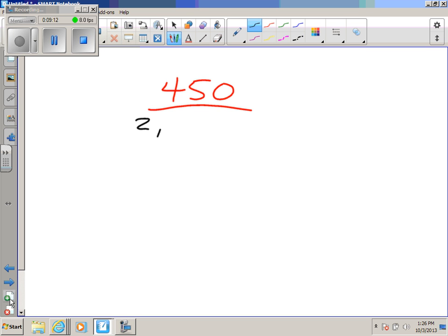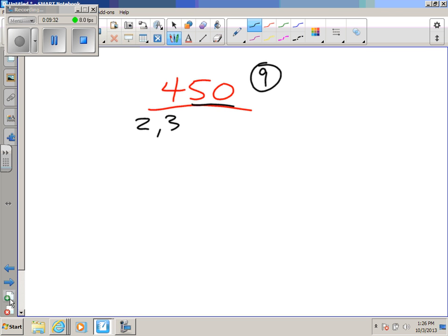3 asks for the sum of the digits. So 4 plus 5 plus 0 is 9. Now what I do is I put a circle around it. I put it up top because I know I'm going to need it later. Is 9 divisible by 3? Yes.